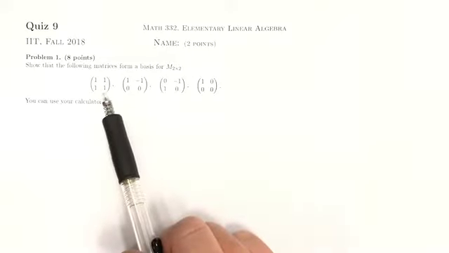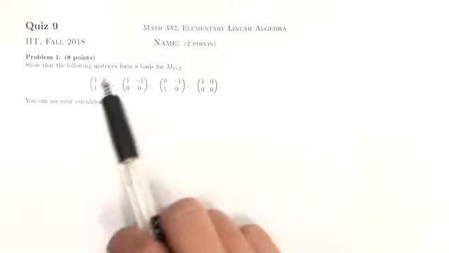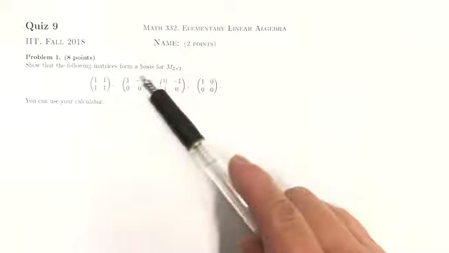In this video, we are going to look at a computational example. In this case, we are given the four matrices here, and you are asked to show that these four matrices actually form a basis for this vector space M2 by 2.